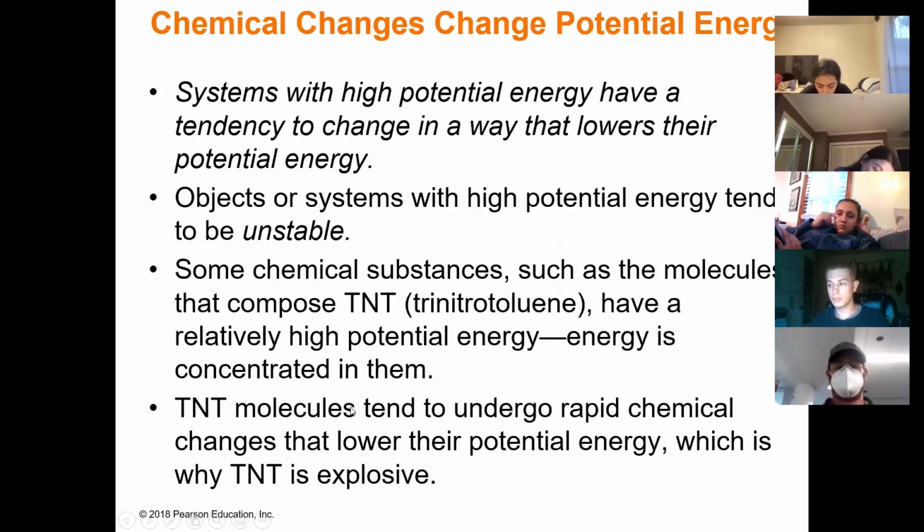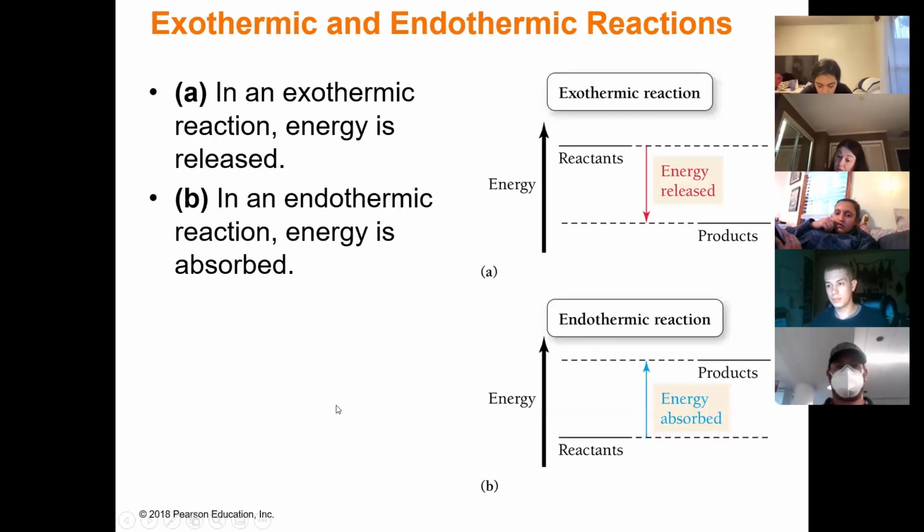So depending on your chemical reaction, if the chemical reaction is giving off heat or if it's giving off energy, that's known as an exothermic reaction. Exo, exiting. So energy is being released into the environment. If you're releasing energy, that means that the reactants will have a high amount of energy.